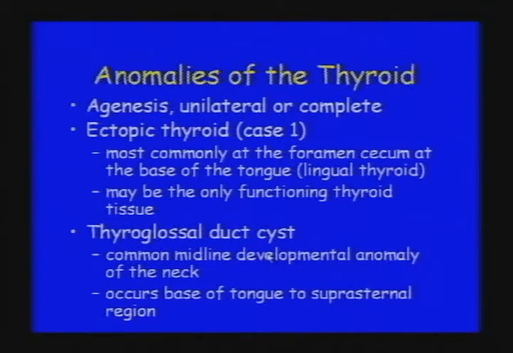Anomalies of the thyroid can include agenesis, ectopic thyroid, which is most commonly at the base of the tongue, but it can go all the way down into the suprasternal region. And you need to evaluate this, because if it's the patient's only functioning thyroid, they need to know that before they take it out. You can have thyroglossal duct cysts along the same track, along the foramen cecum, down to the suprasternal notch.